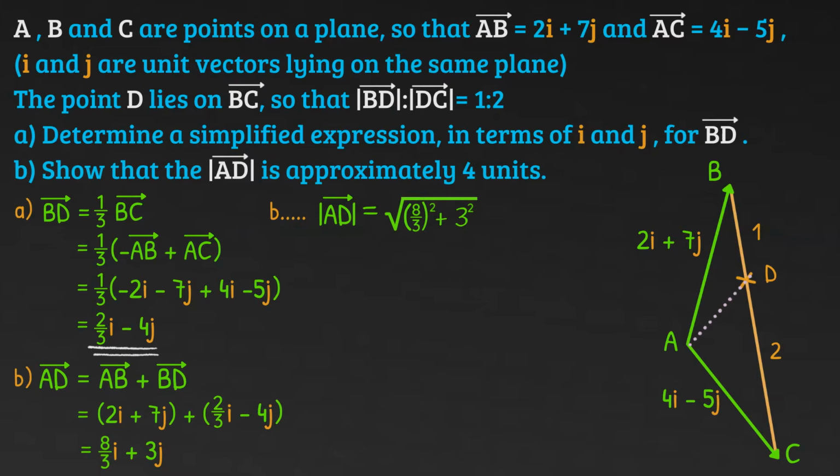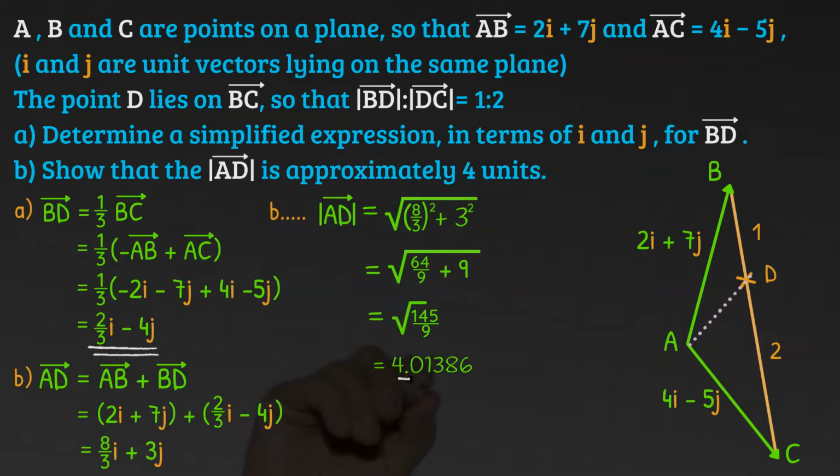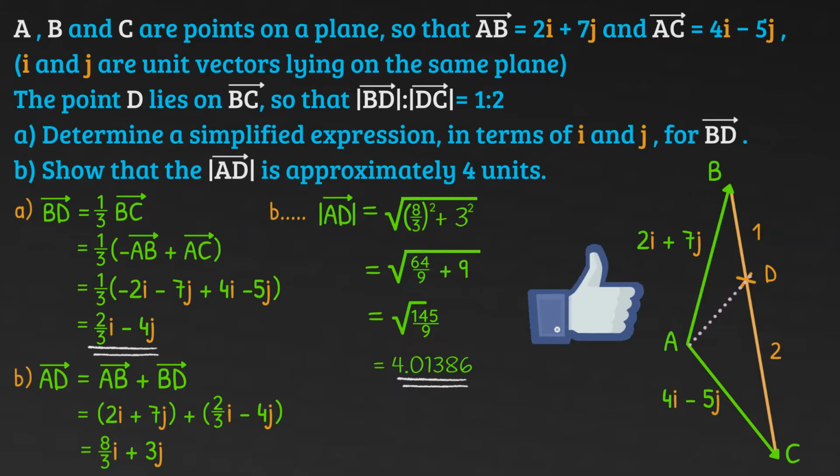I'll leave a link in the description below to the previous video if you didn't understand that. So that's equal to the square root of 145 over 9, which is 4.01386, and that is approximately 4 units.